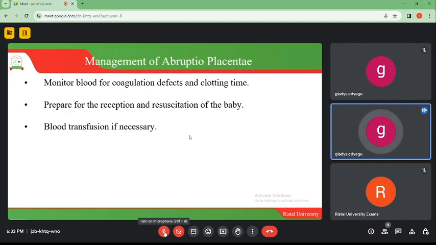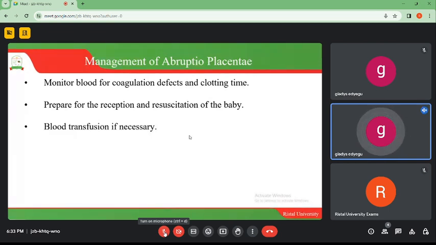So prepare for the reception and resuscitation of the baby. Very well, we know the babies depend on their mothers, and basically the nutrients, the oxygen, and everything is actually provided to the baby from the mother through the placenta, and it is delivered by the cord.